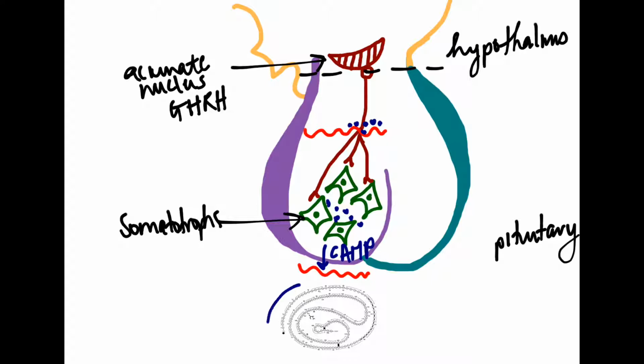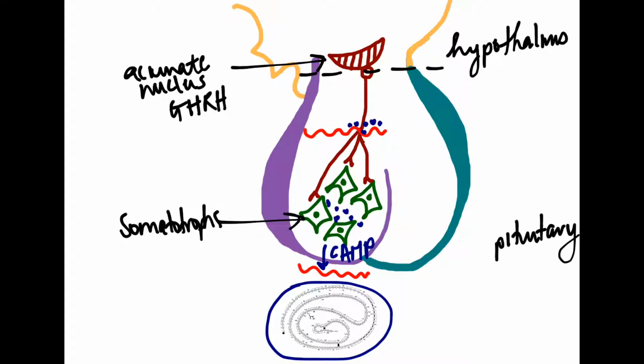Now growth hormone is the molecule right here. Growth hormone is a peptide hormone, just like prolactin. So prolactin and growth hormone are the two polypeptide hormones in the pituitary gland. I'm going to say this again. The arcuate nucleus releases growth hormone releasing hormone, which goes to the primary capillary plexus, which then goes to the distal part of the anterior pituitary, where it reaches the somatotrophs. The somatotrophs are the cells that produce growth hormone.